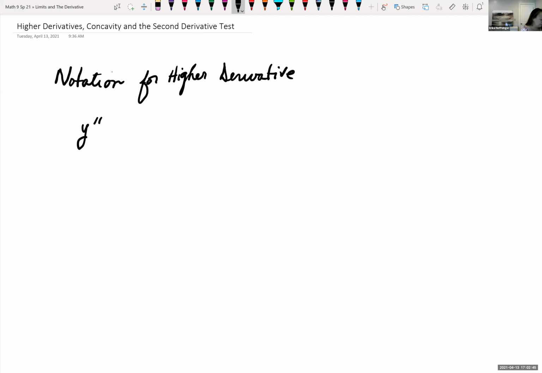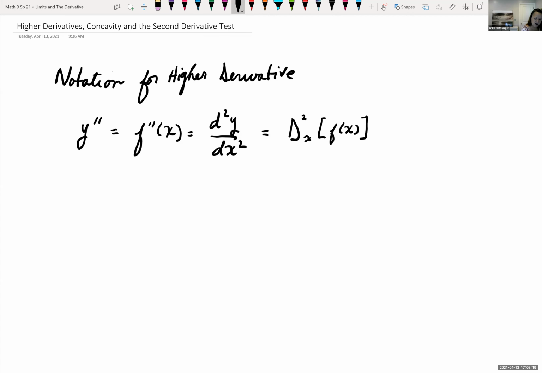so y double prime, or f double prime of x, is one way to write the second derivative. Another way to write it, though, is d squared y all over dx squared. And here's another one your book uses, but I haven't used in this class, capital D quantity squared of x, f of x. But these are all just notation of saying that we're looking at the second derivative of our function.